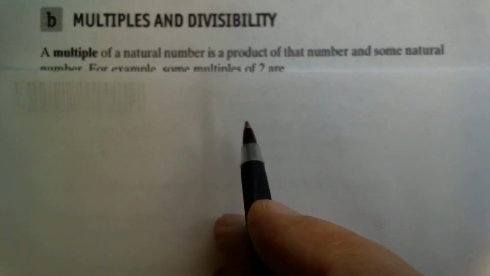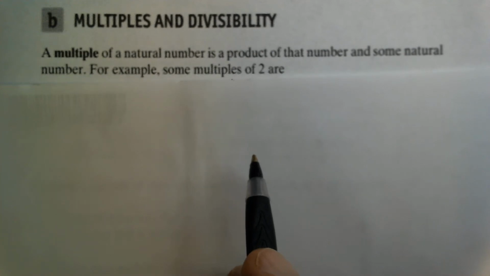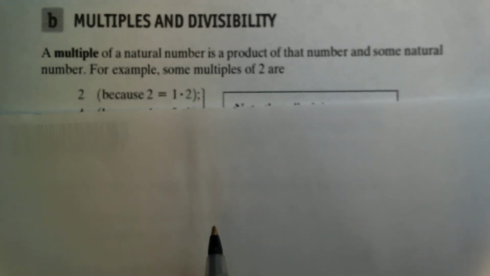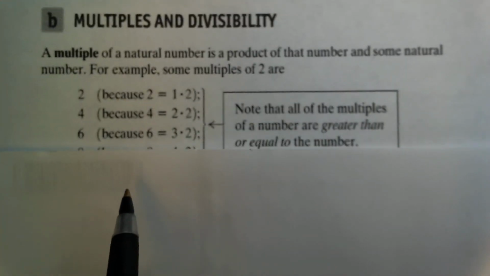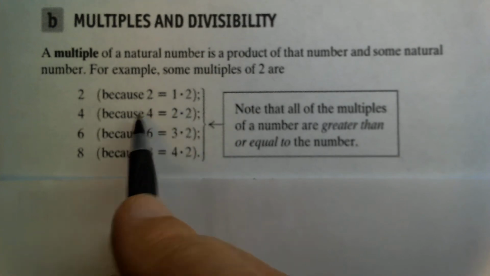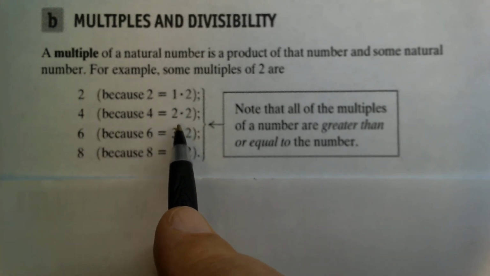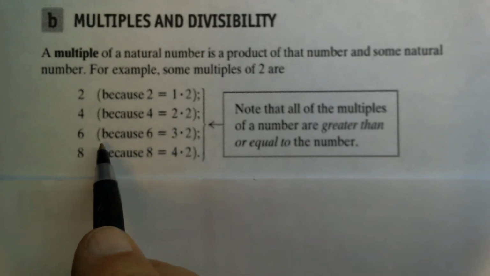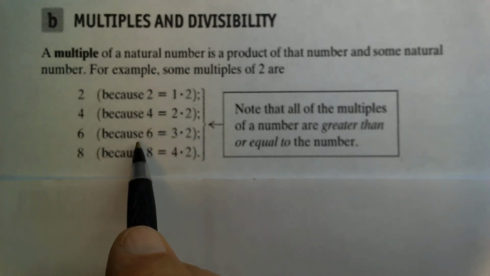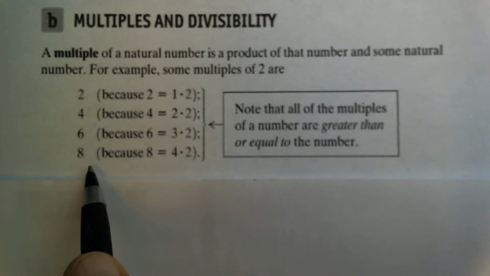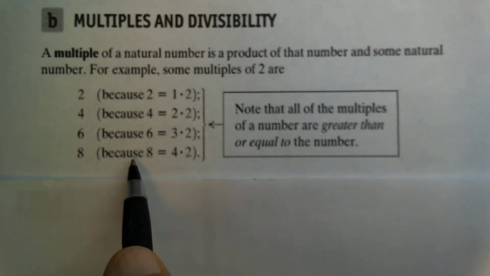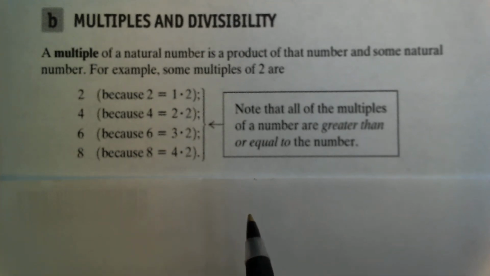Next, we talk about multiples and divisibility. A multiple of a natural number is a product of that number and some natural number. For example, some multiples of 2 are 2, because 2 equals 1 times 2. 4 is a multiple of 2 because 4 equals 2 times 2. And 6 is a multiple of 2 because 6 equals 3 times 2. 8 is a multiple of 2 because 8 equals 4 times 2, etc.